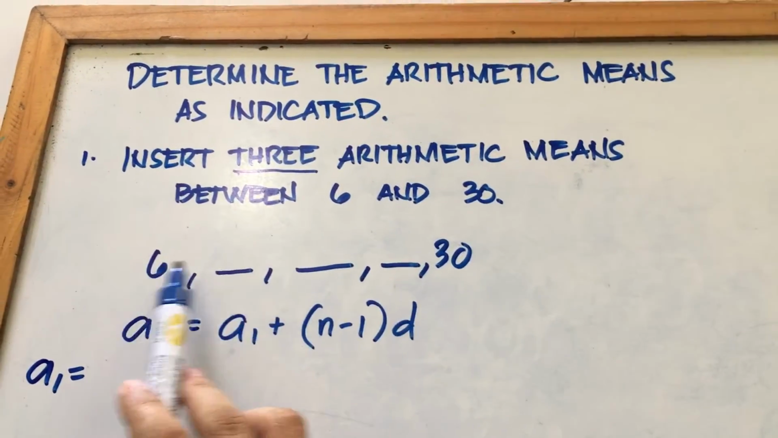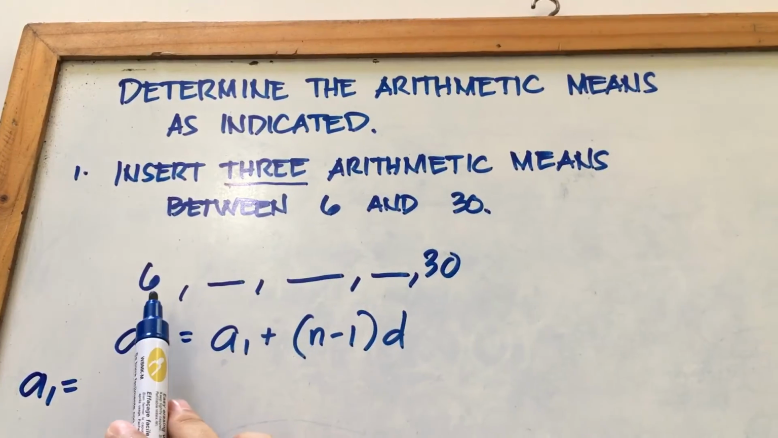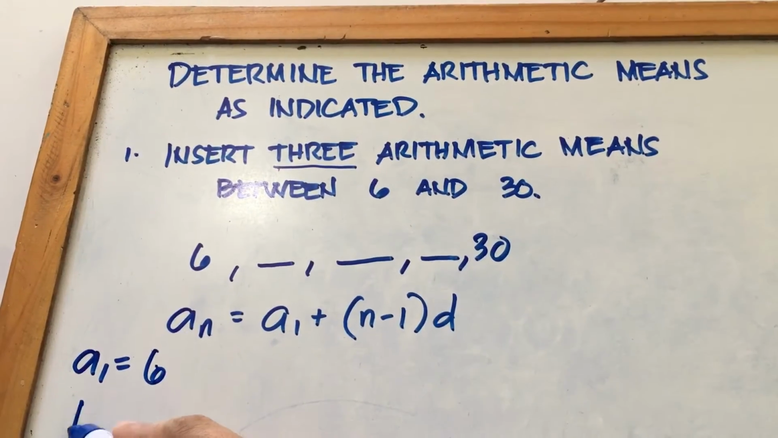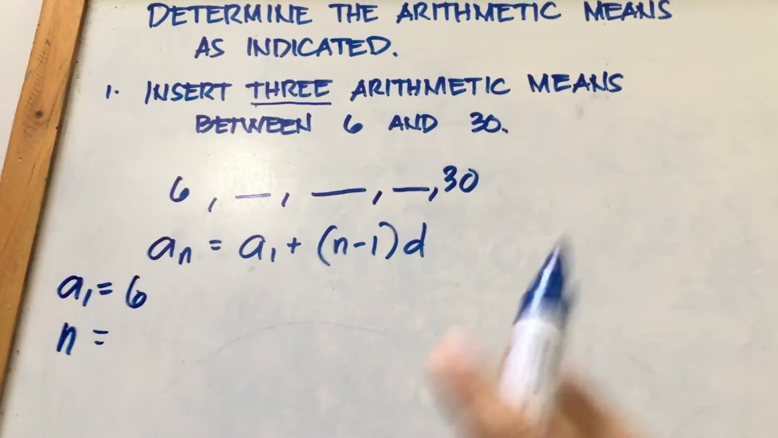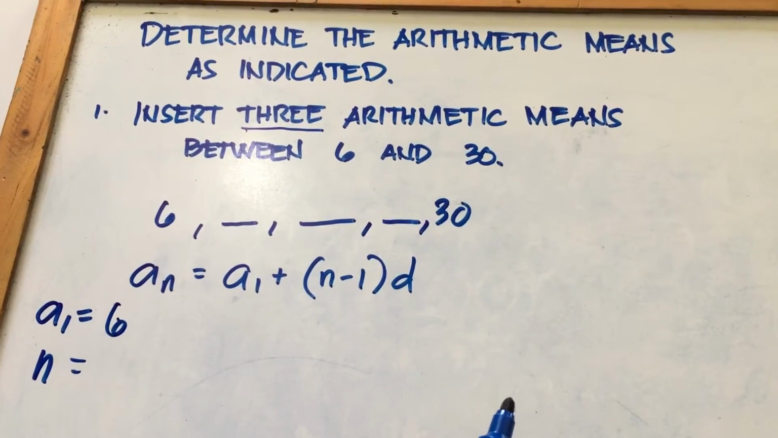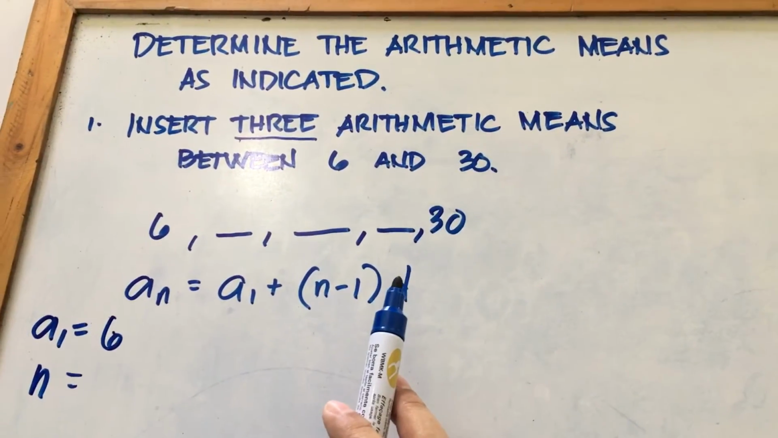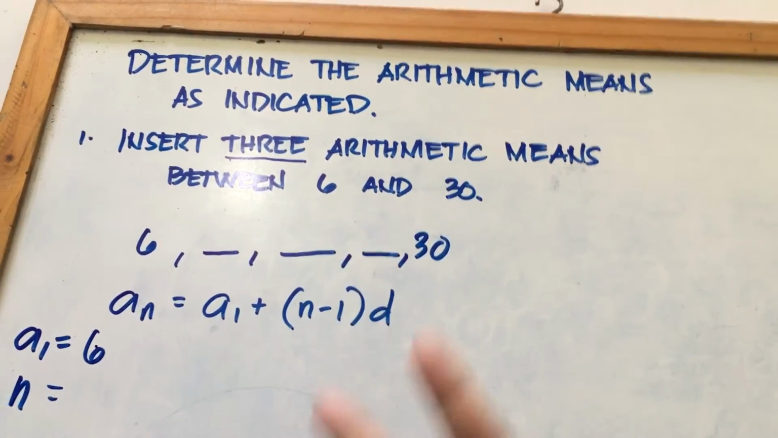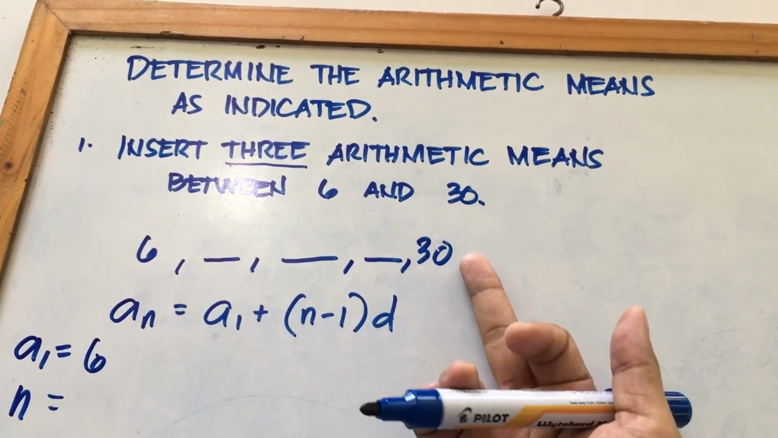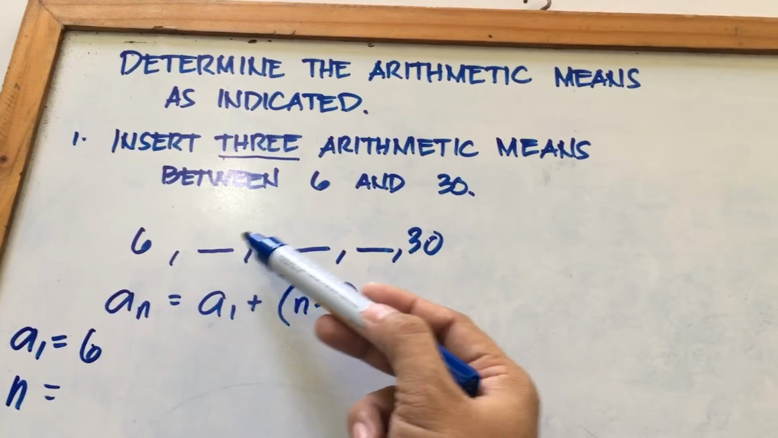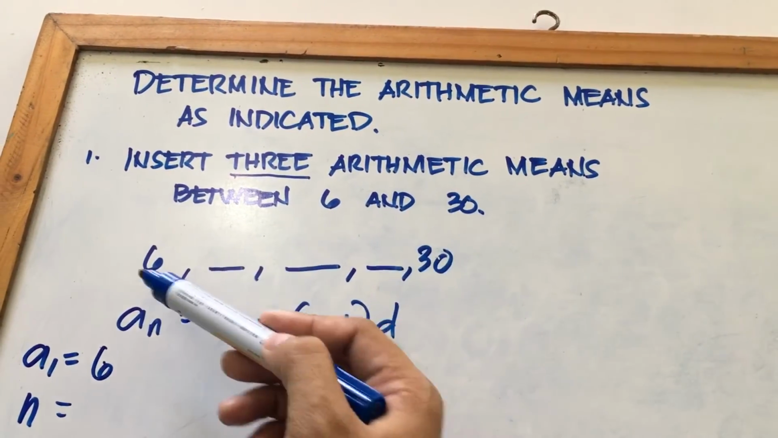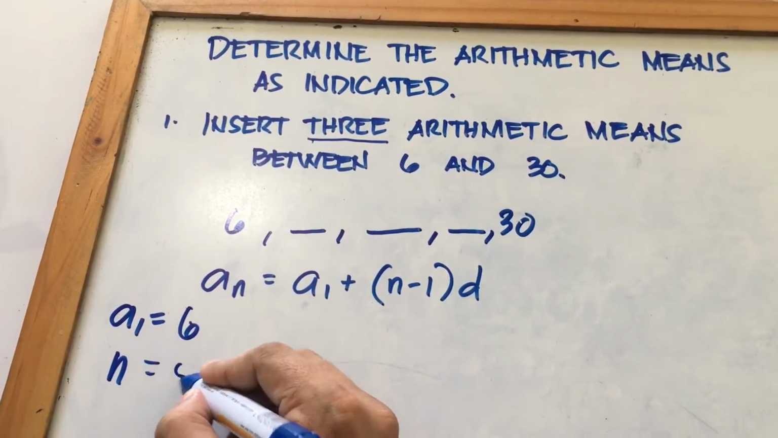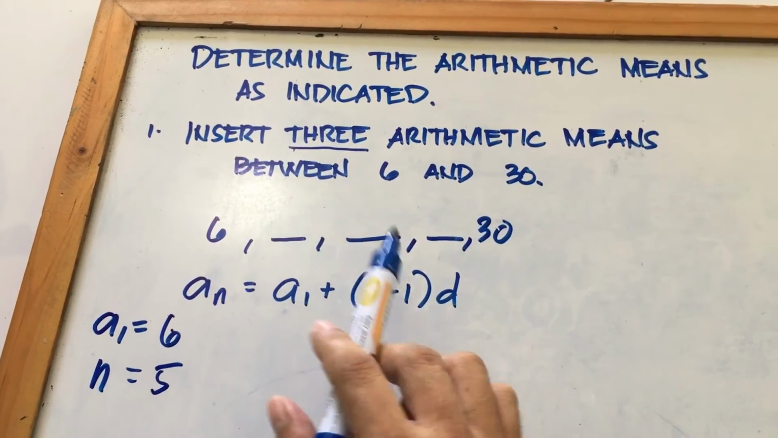So based on this given sequence, what's the first one? That is actually 6. Am I right? And the value of your n. What do you think will be the value of your n? In an arithmetic mean problem, the value of your n is the number of terms, up to the last number. How many numbers are involved in the given sequence? There are 1, 2, 3, 4, 5 numbers. Therefore, your n is equal to 5.